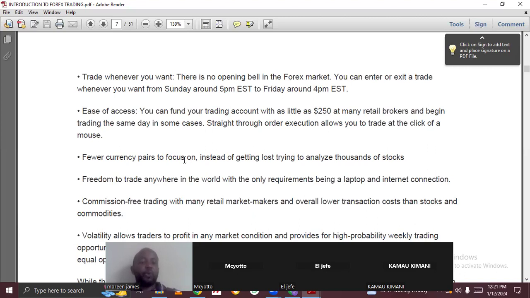Fewer currencies. So I also teach you, you can focus. Me, I love gold and the Euro USD. They're really my favorite because I'm able to really understand what's happening in the US and Europe. And in case there are things happening that are not favoring the dollar, I'm also able to hedge. Hedge means I'll be able to be buying the gold when the dollar is losing. Then fewer currency pairs to focus on. For stocks, you may have a large portfolio, which can confuse you. So freedom to trade anywhere in the world, that one is there.